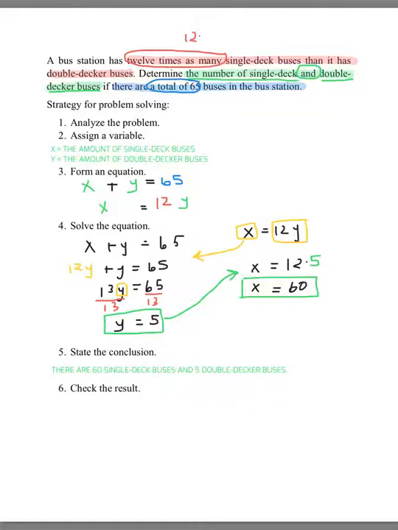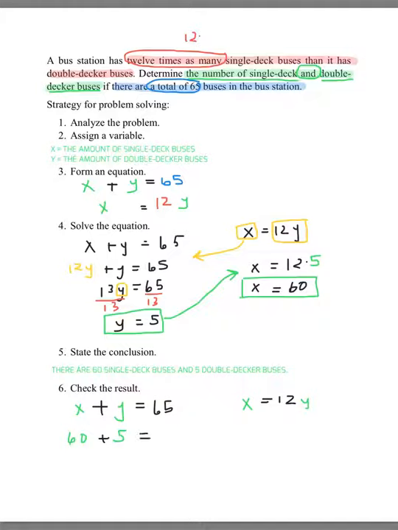We always start off by bringing down the original equation found in step 3. So we're going to have x plus y is equal to 65 for the first equation. And the second equation is x is equal to 12y. So now we're going to plug in the corresponding values for x and y. And we know x is equal to 60 and y is equal to 5.